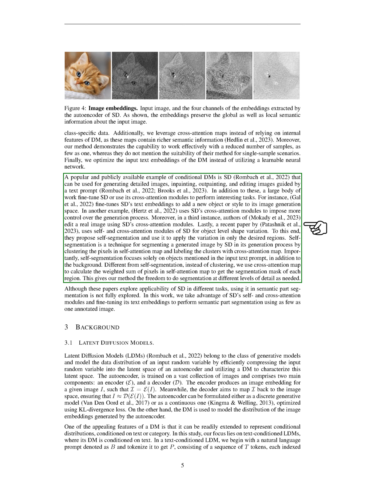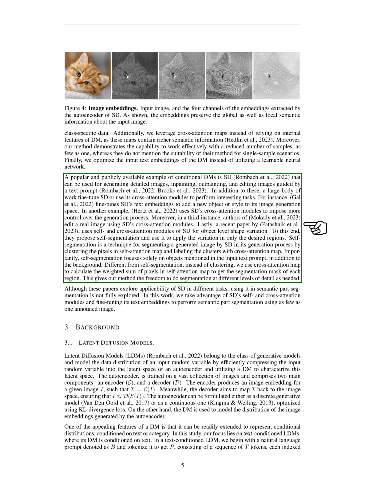A popular and publicly available example of conditional diffusion models is Stable Diffusion, SD, that can be used for generating detailed images, inpainting, outpainting, and editing images guided by a text prompt. In addition to these, a large body of work fine-tune SD or use its cross-attention modules to perform interesting tasks. For instance, one study fine-tunes SD's text embeddings to add a new object or style to its image generation space. In another example, researchers use SD's cross-attention modules to impose more control over the generation process. Moreover, in a third instance, authors edit a real image using SD's cross-attention modules.